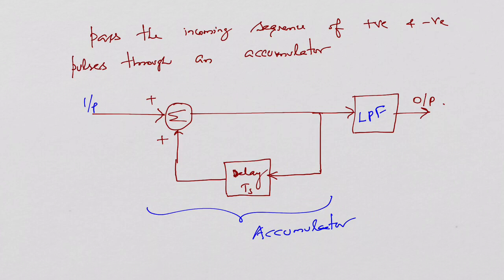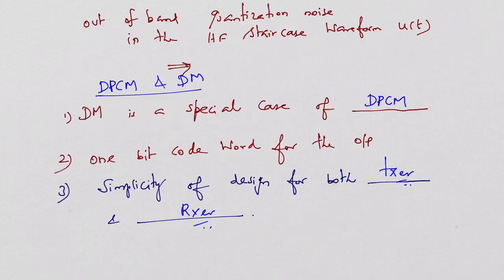So the out of band quantization noise in the high frequency staircase waveform can be removed by the low pass filter. Out of band quantization noise in the high frequency staircase approximation waveform is rejected by passing it through a low pass filter, whose bandwidth will normally be equal to that of the original signal bandwidth.